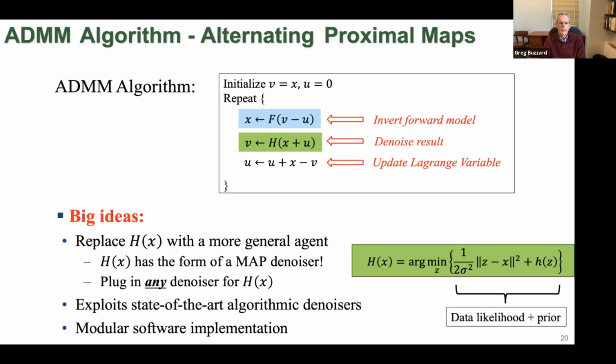And so the idea then is, because this has the form of a MAP denoiser, why not just apply any denoiser for this capital H? And that lets us exploit these state-of-the-art denoisers that are algorithmic, BM3D, CNNs, et cetera. It's also very nice from the point of view of a modular software implementation, because as the name implies, plug and play, we can just take this thing out, plug in a different denoiser, and evaluate how the results change.